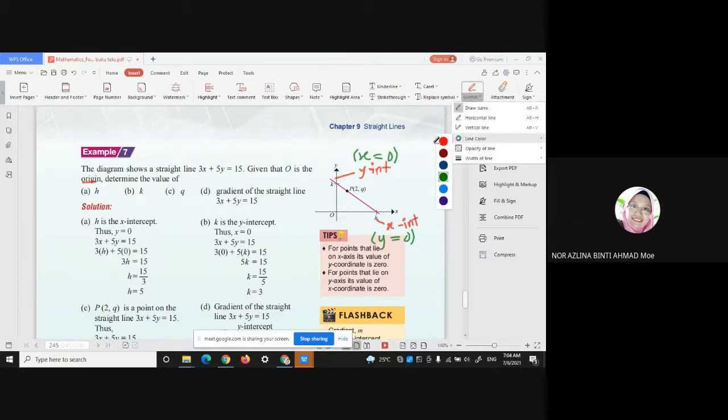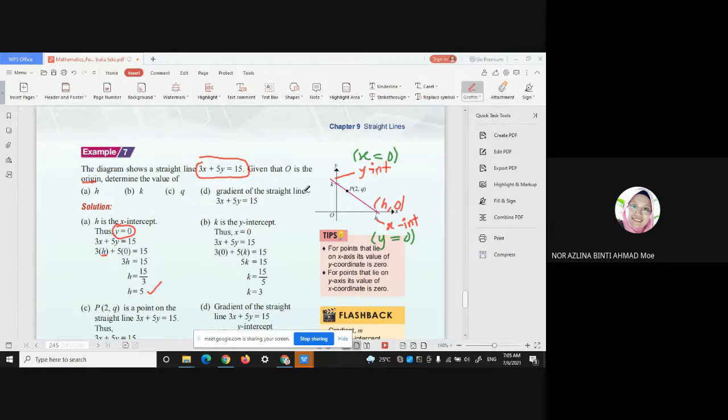Okay, now h. To get h, the x-intercept, we need to substitute y equal to 0 into this equation, the equation for this line. The coordinate is (h, 0). We substitute this point into the equation. So 3h, 5 multiplied by 0 is 0. So 3h equal to 15. h equal to 15 divided by 3. Final answer, h equal to 5.